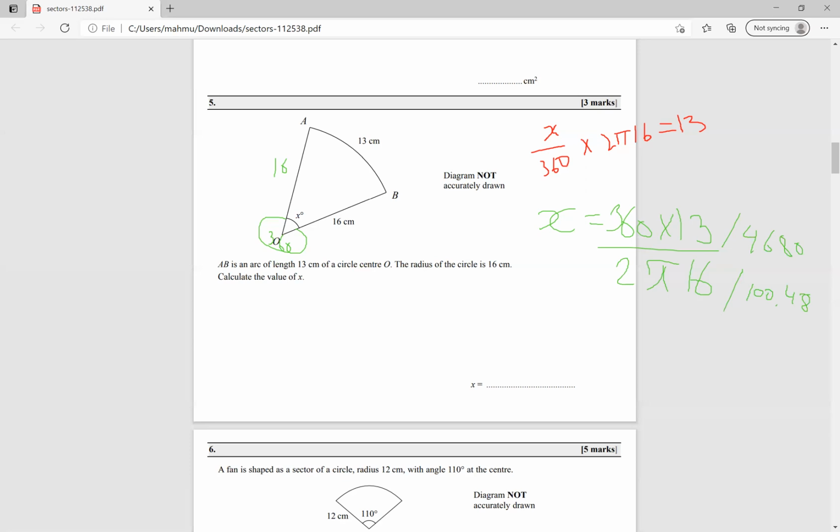Okay, so basically, let me explain. We know the arc size is 13. We know the formula for the arc was angle divided by 360 times 2 pi r, right? So we use this formula, with whatever values they gave me, equal to 13. Then we just rearrange everything and find the value of x, and x is 46.8 or 46.9.